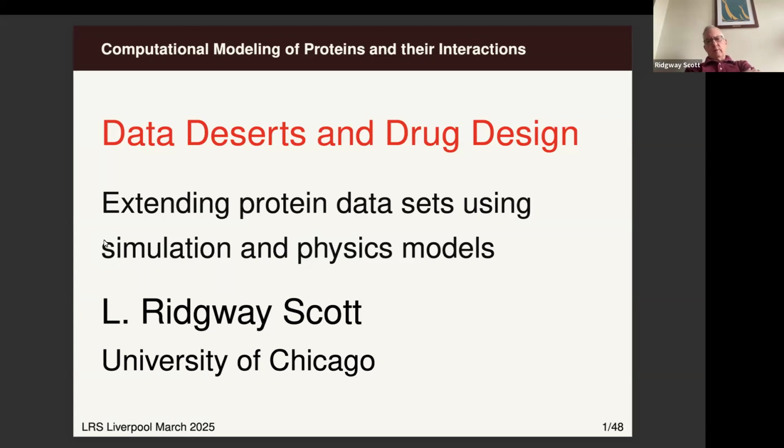Data deserts and drug design. Okay, so I think with drug design you understand where I'm headed. Data deserts may not be a concept you've heard of before, but it seems like today you have to say what you're doing with respect to AI, because the assumption is that AI can solve every problem today. But in fact, we discovered that there are situations where AI doesn't have enough data. And I'm calling that a data desert.